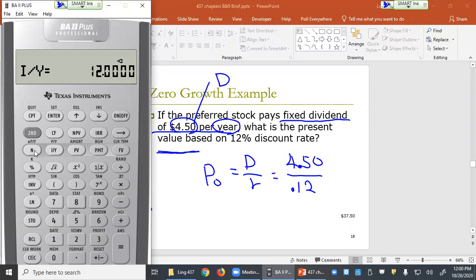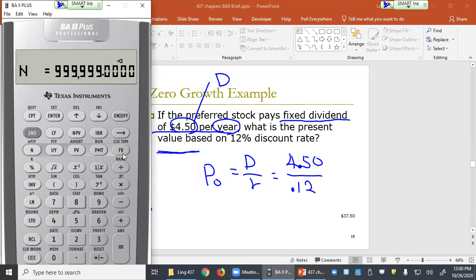Now, what is the N? Again, stocks don't have maturity dates. So technically speaking, N should be equal to infinity. But the closest we can get is to enter a very large number. So let's enter 99999, many nines. Then we'll press the N. Now, what should be the future value? It should be equal to 0.